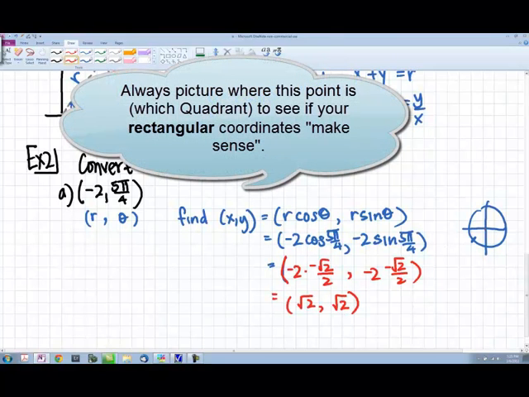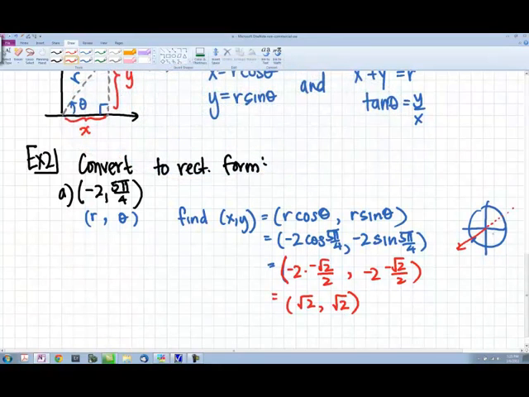5 pi over 4 would be in quadrant 3, and r is a -2. Well, that's a good thing because look where our coordinate point is. Radical 2, radical 2 in quadrant 1.